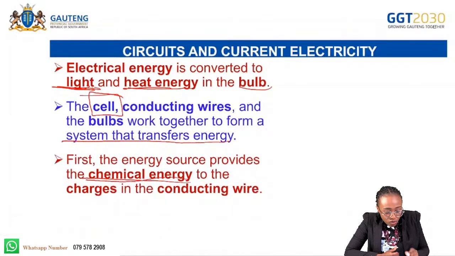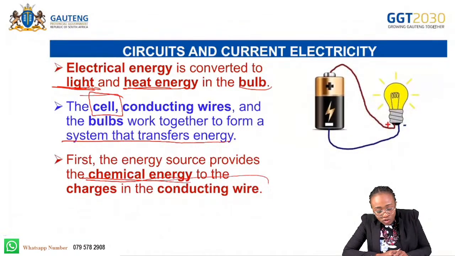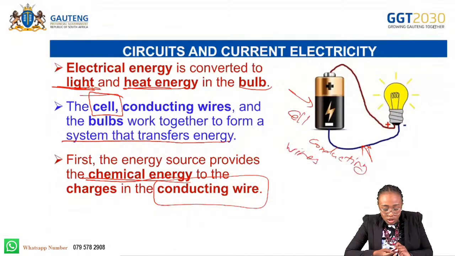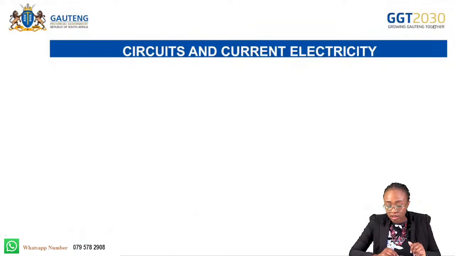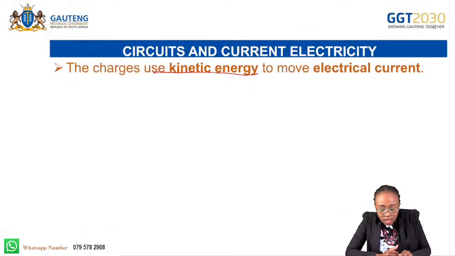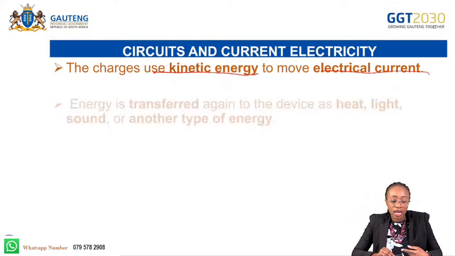The energy source provides the chemical energy to the charges. Where are the charges? The charges are found on the conducting wires. There's our conducting wires. There's our cell. Let me just write conducting wires. Okay, so the energy source provides chemical energy to the charges in the conducting wires. So what's next? The charges use kinetic energy to move the electric current. So this is another type of energy, kinetic energy, energy of motion, energy of movement.